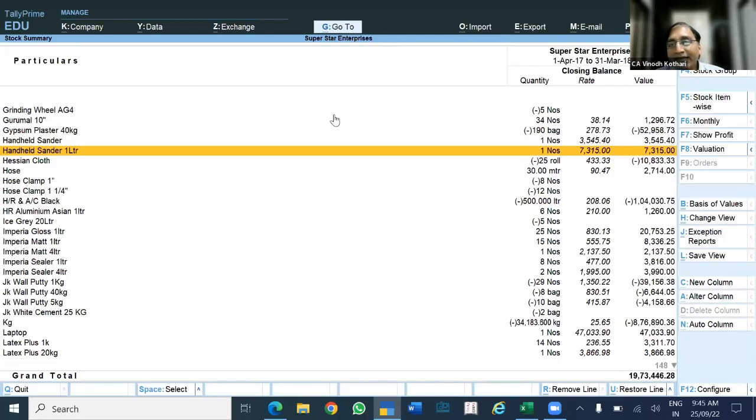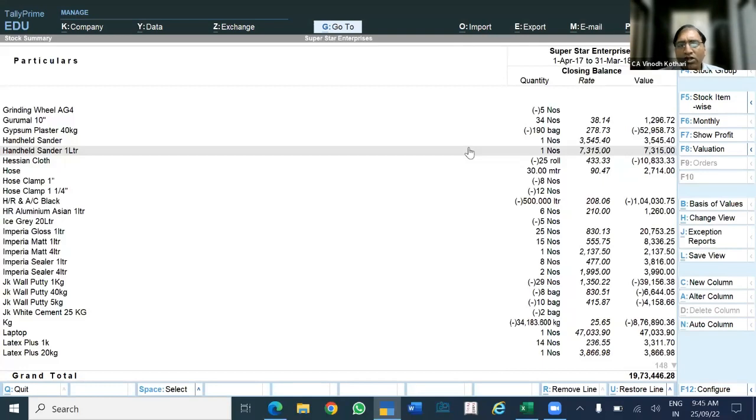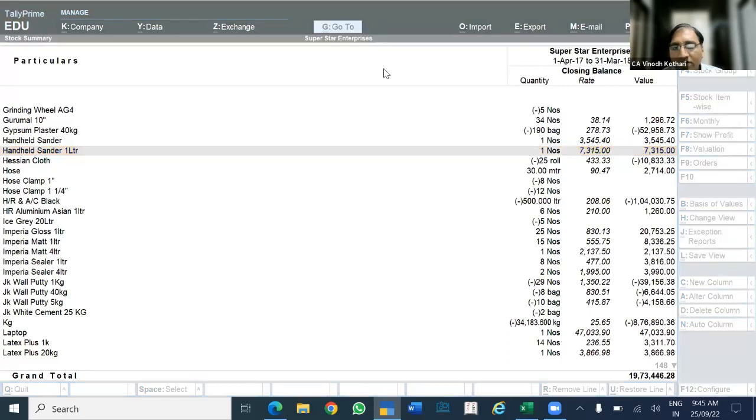See, there is nothing called as negative stock. If you find your stock register in this manner, then it means the accounts are not maintained properly. Without a stock, can you sell? Tell me. Without a stock, can I sell it? Yes or no? No, I cannot sell.